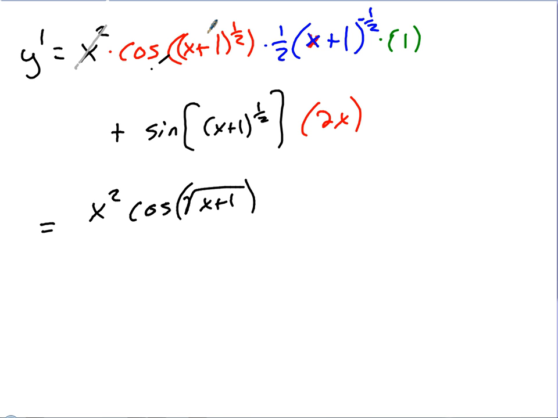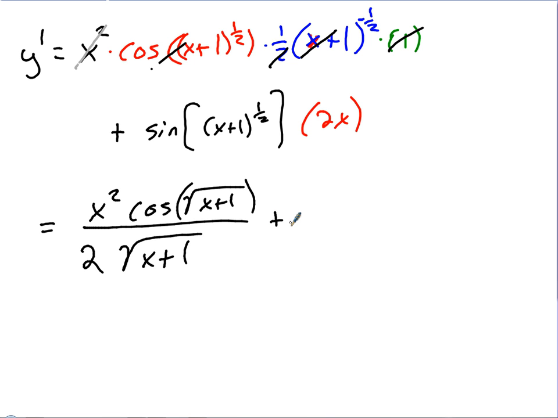Divided by 2 square root of x plus 1. That negative puts it on the bottom, right? And the 1/2 makes it a square root. Everybody good with that? Okay. And then the 1 here. So there's our first term. Plus, and then this is pretty easy. 2x sine square root x plus 1. Wow.